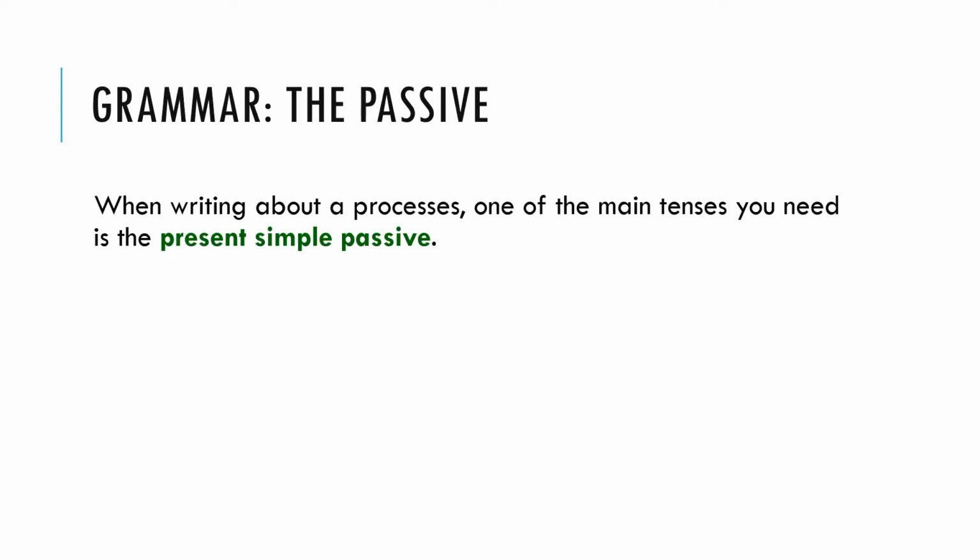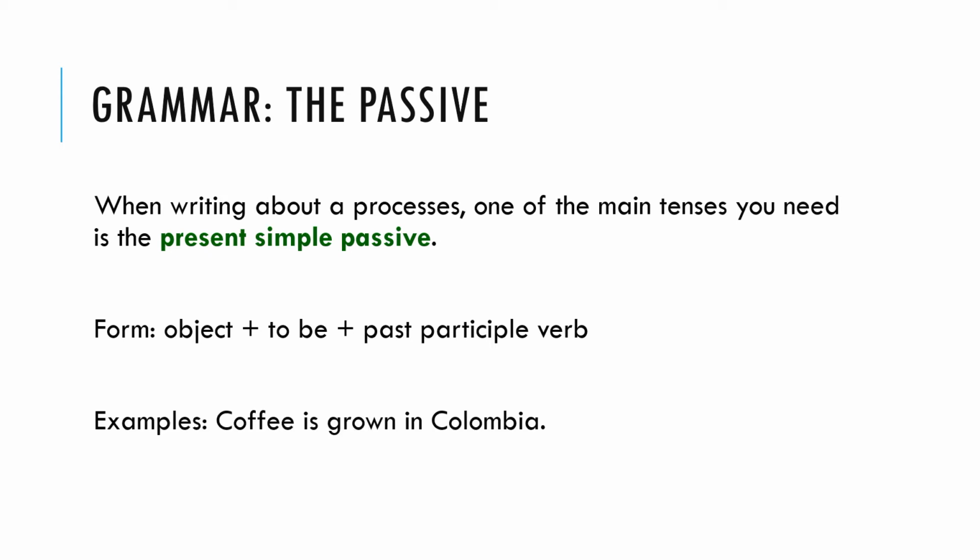For process writing, one of the main tenses you will need is the present simple passive. So when we form this, we have the object plus a version of the verb to be, so is, am, are, was, were, be, been, or being, and the past participle of the verb. The past participle is your 3rd form in your dictionary. So for example, eaten, begun, slept. These are all the past participle.